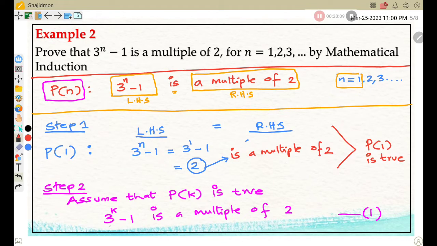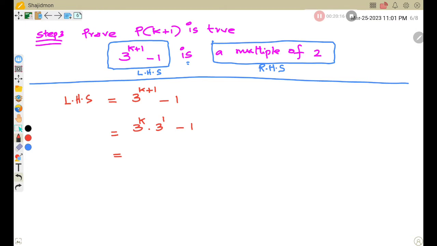Now, just think about our assumption. What is our assumption here? 3 power k minus 1 is a multiple of 2. This is our assumption. So here 3 power k, this 3 number, how to write that 3 number? 2 plus 1, we can write 2 plus 1, correct? Why are we writing that one? You can see minus 1. Instead of 3, I am writing 2 plus 1 because 2 plus 1 is same as 3, correct?